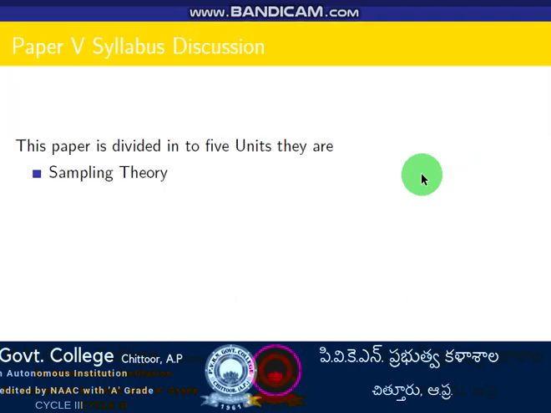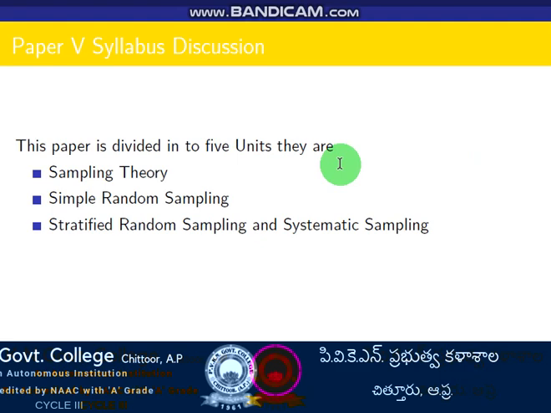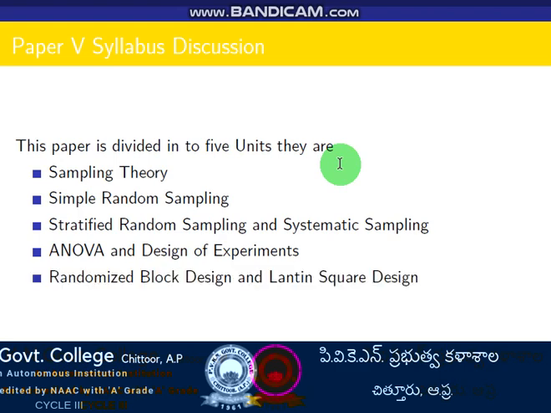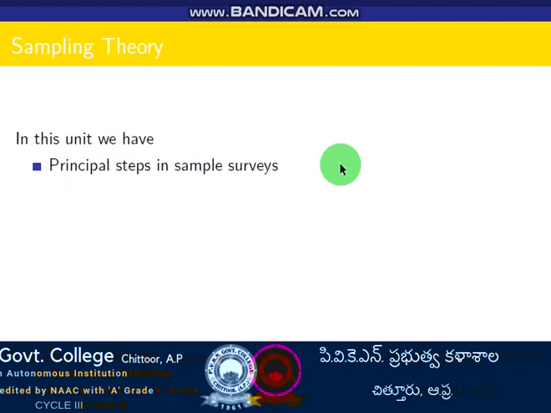Here we have 5 units in this paper. First unit is sampling theory, second unit simple random sampling, third unit stratified and systematic random sampling techniques, fourth unit ANOVA and design of experiments, last unit randomized block, Latin square and 2 square factorial designs. Let us look into the concepts of each unit.